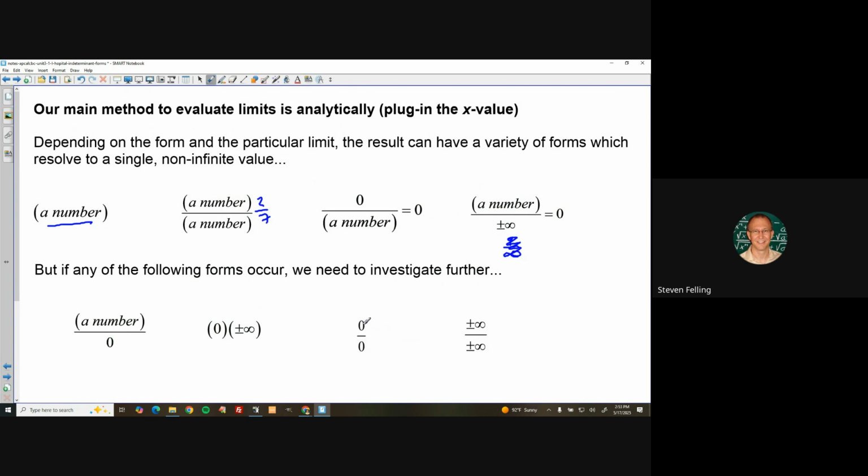The same thing is true here. If you have a 0 over a 0, or an infinity over an infinity, the numerator and denominator are fighting for control. If the numerator wins out here with the 0, then it'll be a 0.